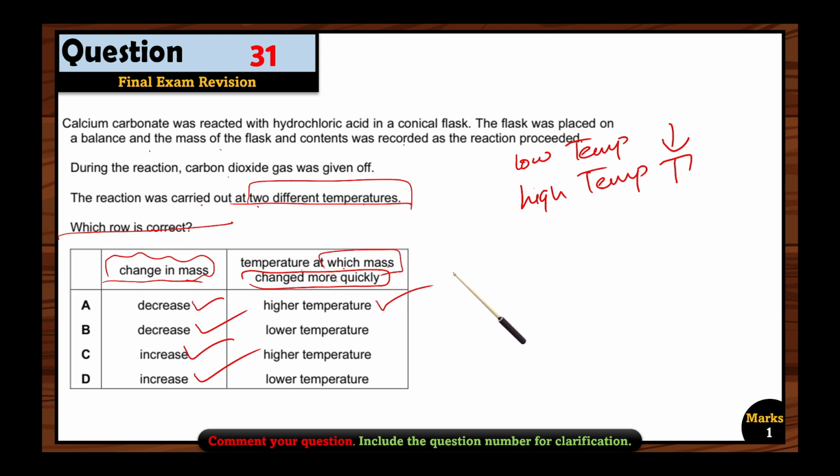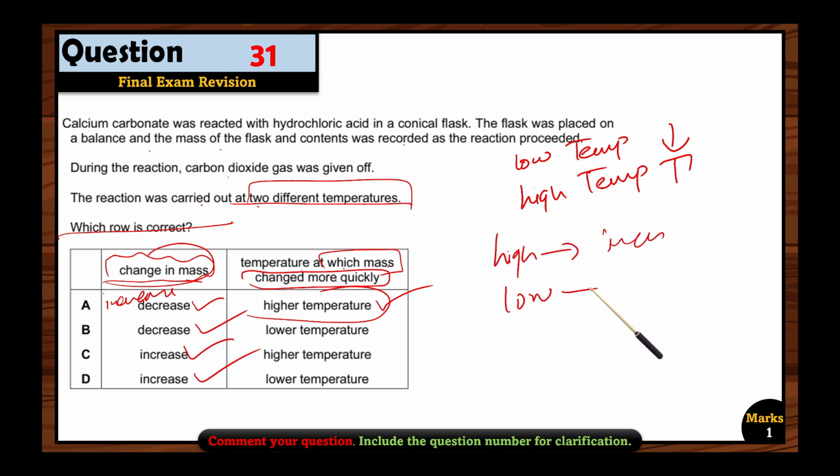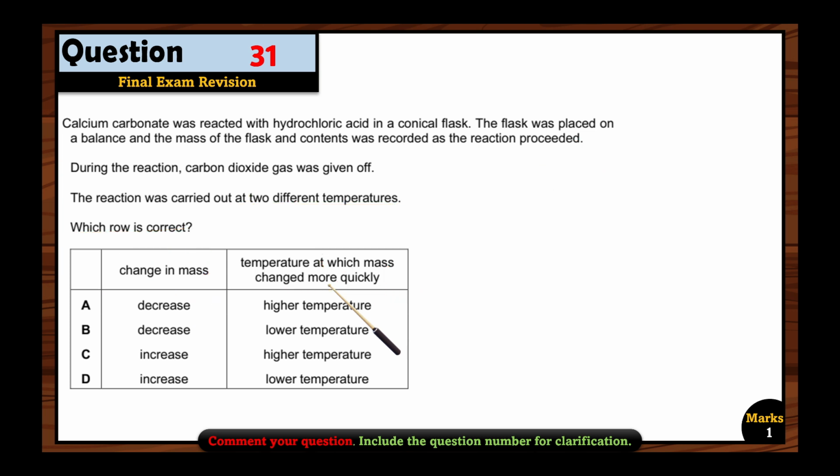For example, if it's a higher temperature, then your change in the mass should be increased, right? So you have to see this answer, that high temperature should be with increase and lower temperature should be with decrease, right? So we see any statement here? Yes. So the temperature at which the mass changes more quickly means the rate of reaction has been increased. Wait a minute, let me explain this again. The reaction was carried out at two different temperatures, right? They are using two different temperatures and they are saying which row is correct. Change in the mass can decrease or increase, it depends. But we have to see this one: temperature at which the mass changes more quickly.